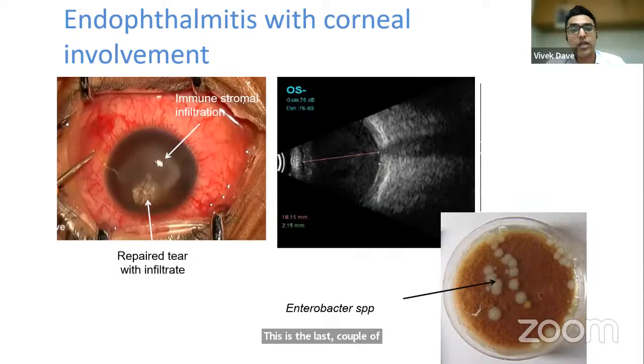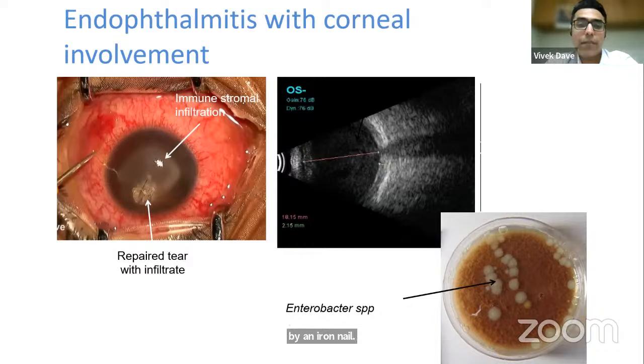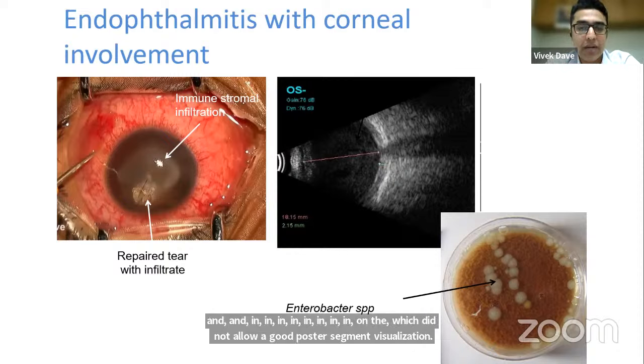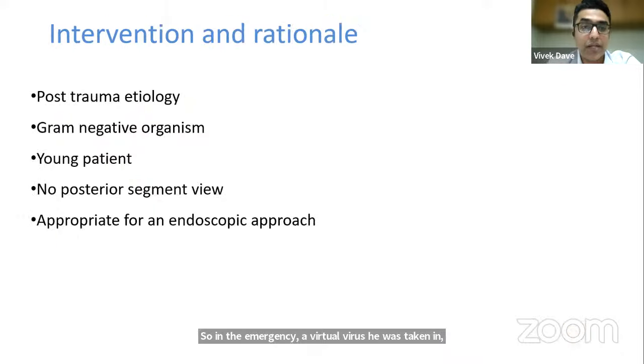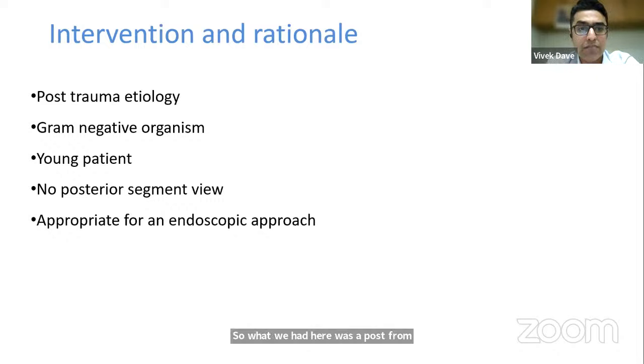Now, this is the last couple of slides: endophthalmitis with severe corneal involvement. You see here a young girl who was hit by an iron nail and presented to us with a corneal tear repaired elsewhere with tissue adhesive, and an immune stromal infiltrate on the cornea, which did not allow good posterior segment visualization. So in the emergency, a vitreous biopsy was taken and intravitreal empiric antibiotics were injected. On day 2, we saw Enterobacter species grow on chocolate agar, which was multi-drug resistant.